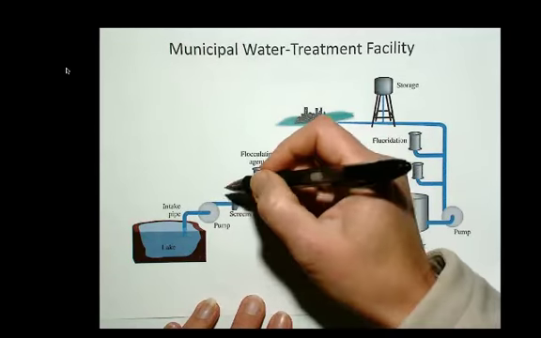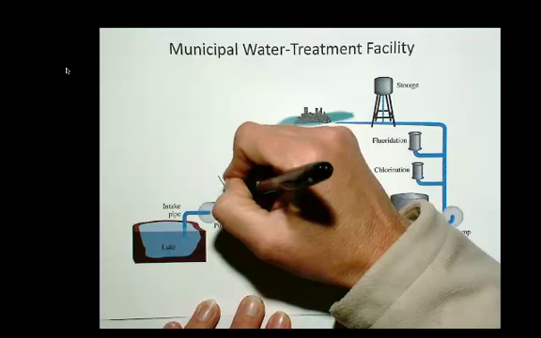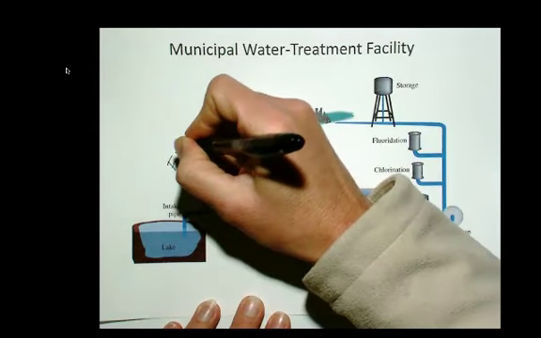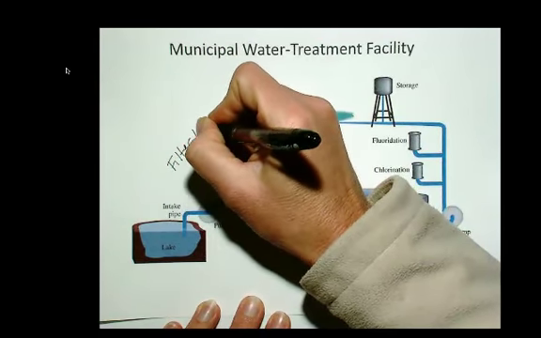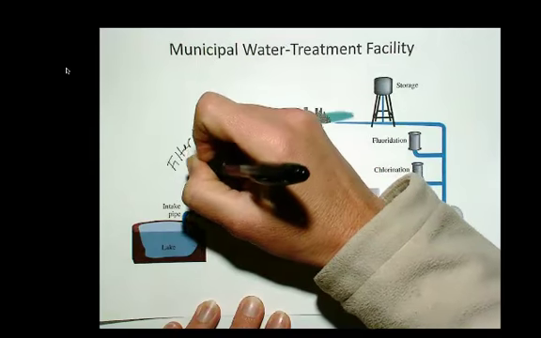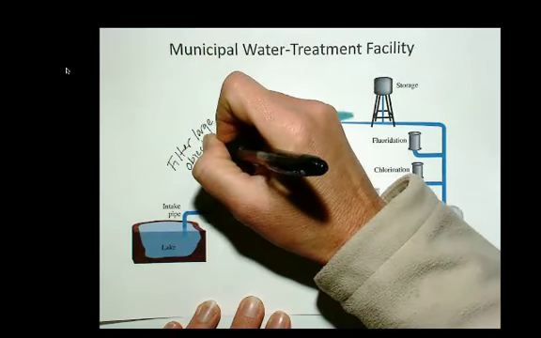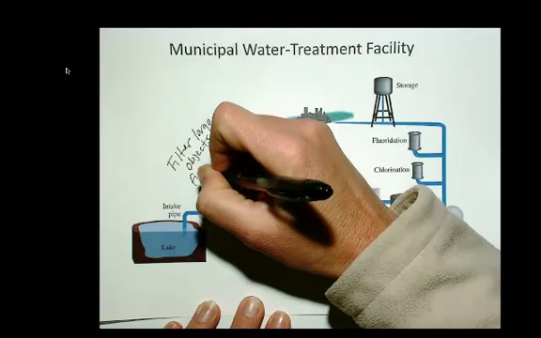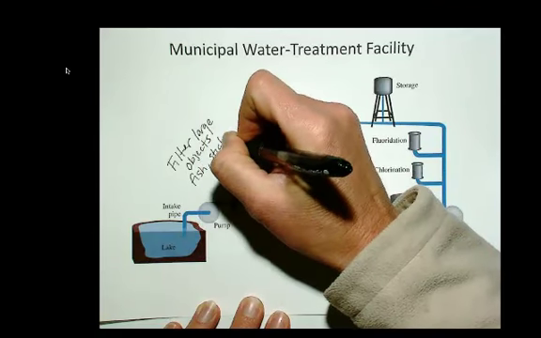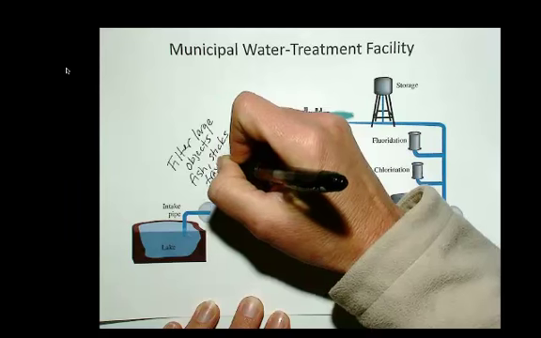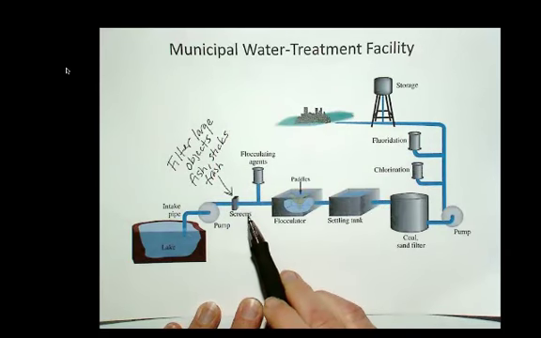And then the first thing the water does is it passes through screens. The screen is going to filter out large objects. Okay, for example, fish. If a fish gets sucked up into the pump, fish or sticks or trash. Okay, the big stuff is going to be filtered out first.